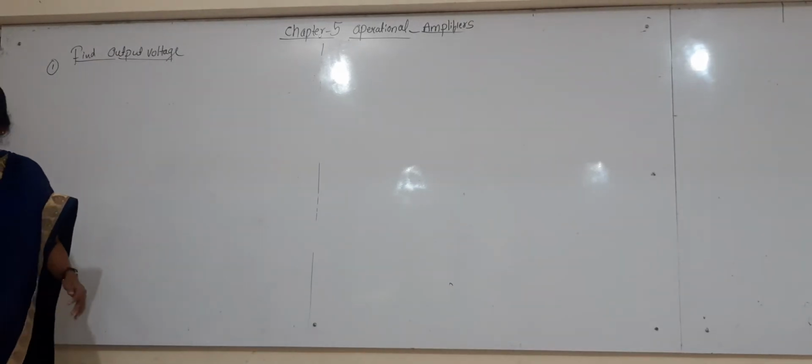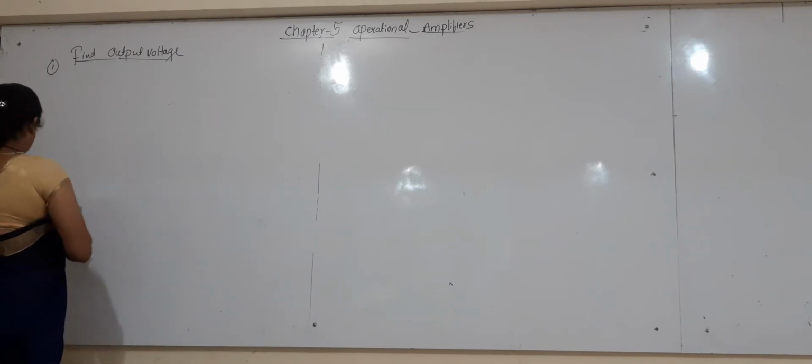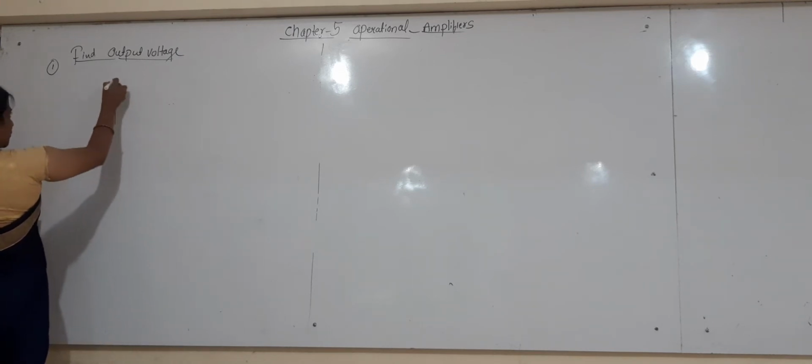Find out the output voltage for the following circuit. For this circuit you have to find the output voltage. 2 op amps are there.